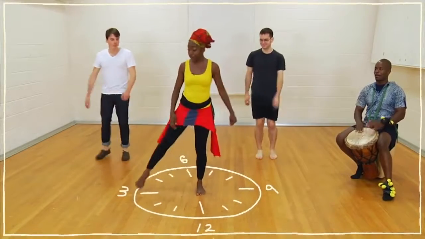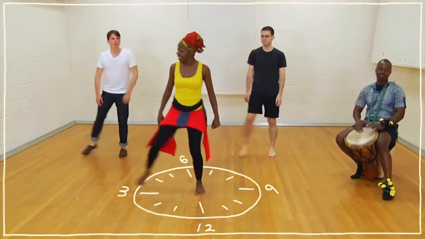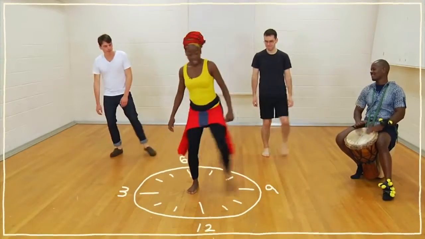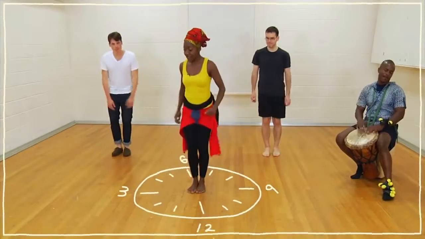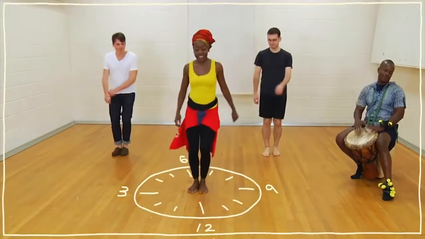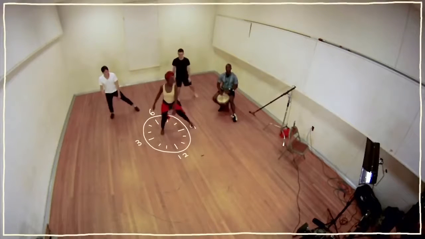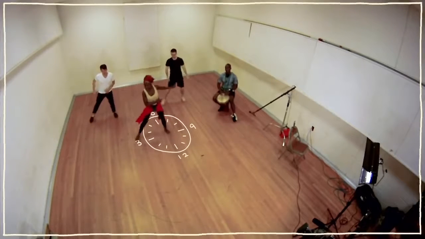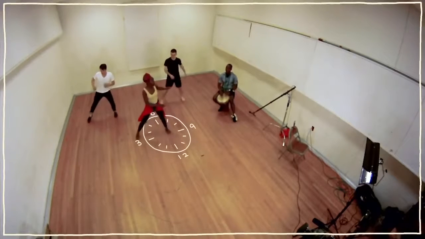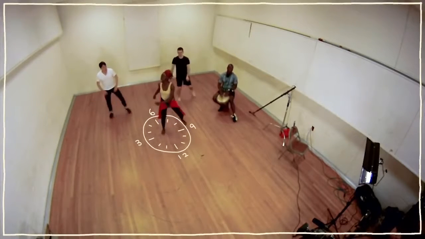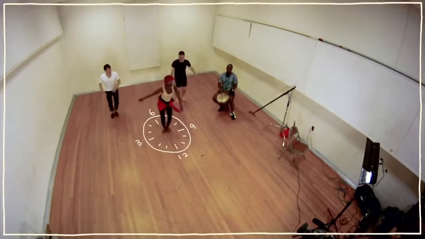Now we're going to go 3 and 9, right? 3 and then 9. Step. 3. Step. 9. Step. 3. Step. 9. Step. Here we go. 3. Step. 9. Step. Now we can do this double time. Are you ready? Double time.